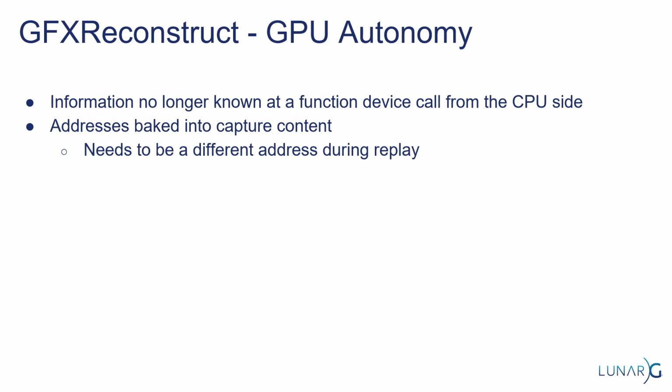So the problem for graphics Reconstruct is that information that we have available today, because there was a function or device call from the CPU, will not be available in the future because everything is dynamically happening down on the GPU. For example, addresses will get baked into capture content. How will we find those addresses? They need to be different during replay.